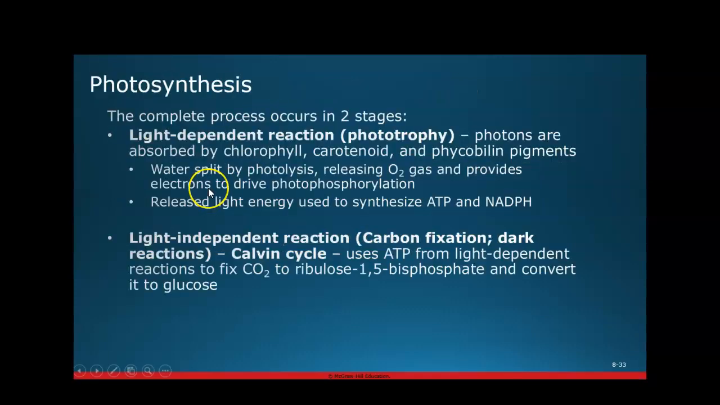In the next one, we'll move on and talk a little bit about photosynthesis, as you can see here.